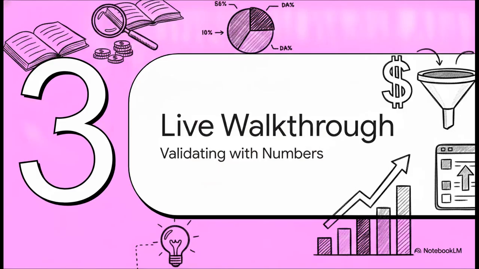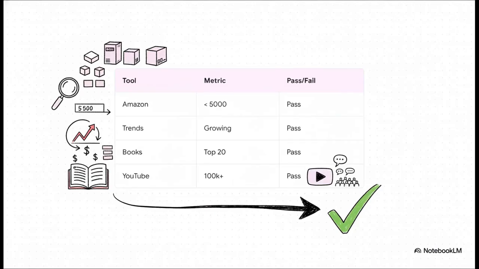Section 3, live walkthrough, validating a real niche with hard numbers. Okay, let's stop talking theory and run a real example through this exact framework to show you how this actually works. Let's say our seed keyword is indoor microgreens for beginners. First, we check Amazon autocomplete, find our phrase, and boom, the results show only 1,200 competing books. That is well under our 5,000 limit, so that's a pass.